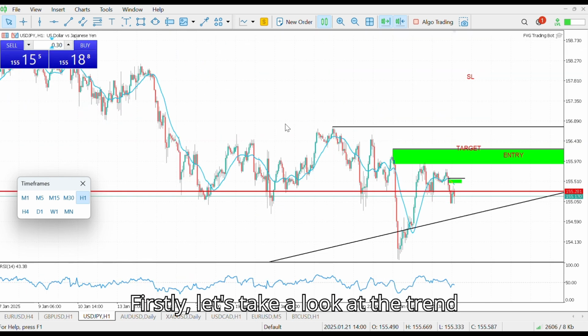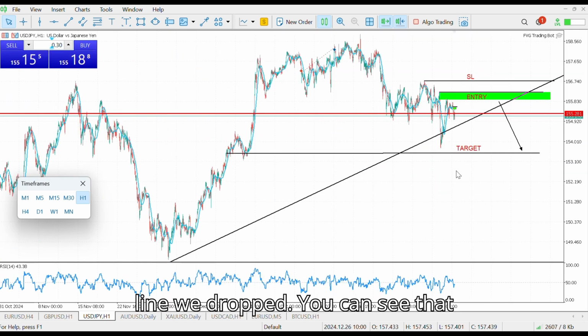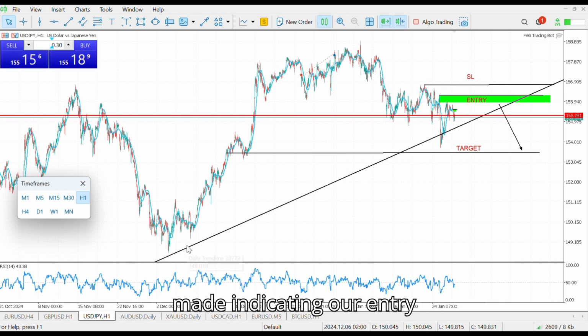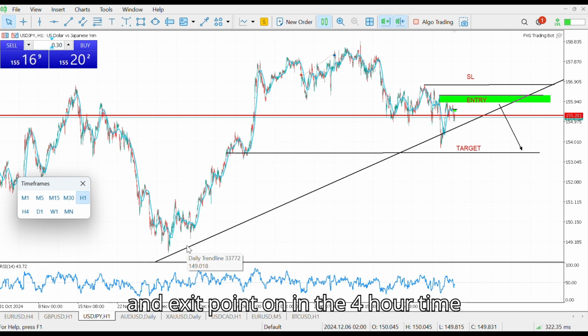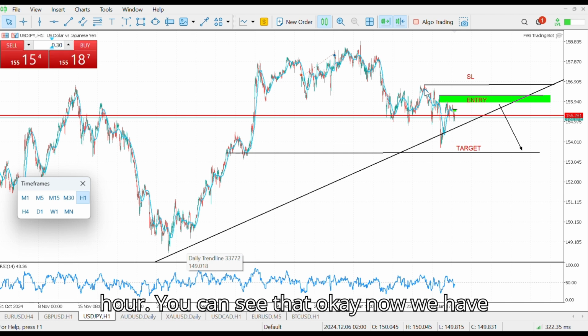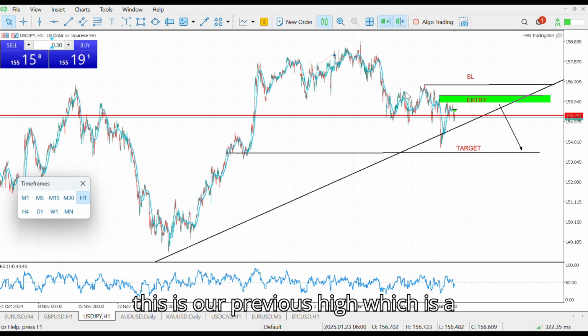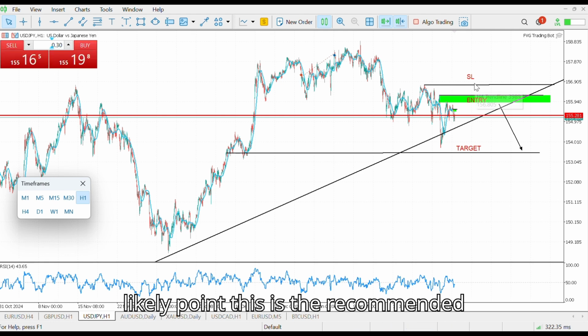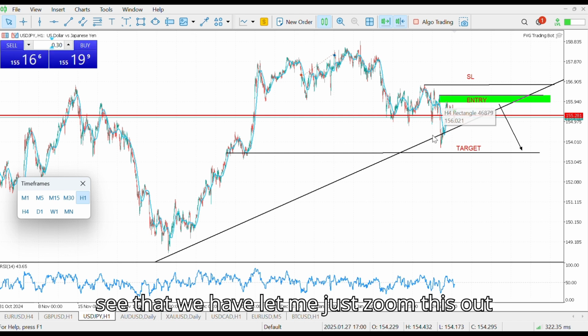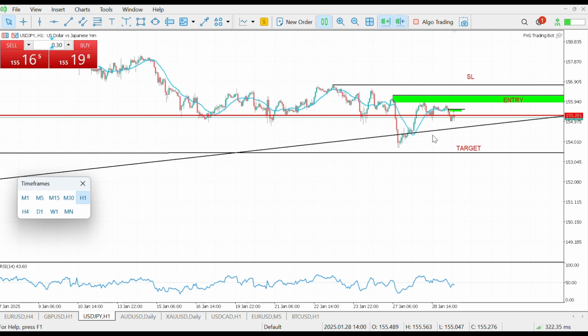Firstly, let's take a look at the trend line we drew. You can see that the same thing applies. The analysis we just made indicating our entry and exit points on the 4 hour time frame also aligns with that of the 1 hour. This is our previous high, which is the recommended point to have our stop loss. Let me just zoom this out.